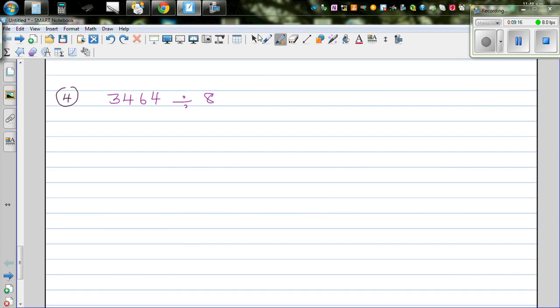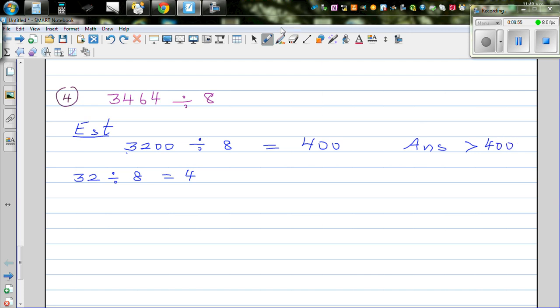3,464 divided by 8. So here you can do the estimation yourself. Okay, so let's do the estimation. So estimating, so I'm rounding this down to 3,200. So 3,200 divided by 8 is, I know 32 divided by 8 is 4. So the answer should be 400. So I can say this has to be greater than, because I rounded it down. So my final answer should be greater than 400. Okay, so this probably may turn up with a neat number.